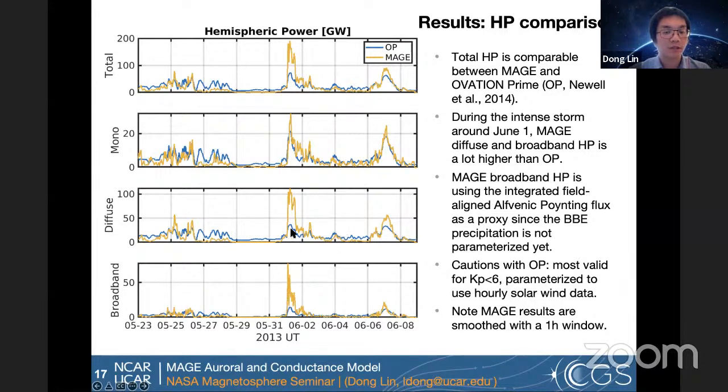During this period, on June the 1st, the MIDGE power in diffuse and broadband is stronger than the Ovation Prime. This has to do with the stronger driving condition during this period. Remember, there was an intense storm. Ovation Prime, as we know, is not the most recent version. There is a more advanced Ovation Prime 2013 that may give a better result for storm time, but we're also trying to further evaluate the performance during this strong storm period by referring to other data sources. But overall, you can see the power results are pretty reasonable.